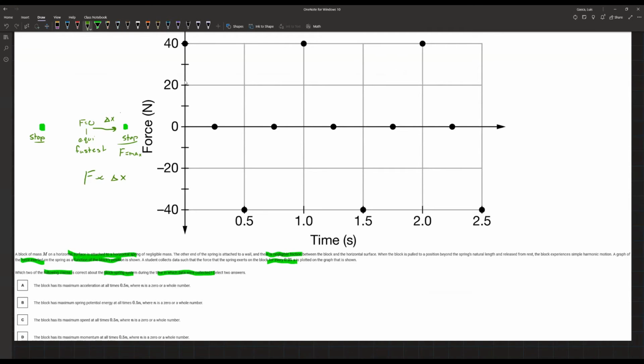So let's go ahead and see here. The block has maximum acceleration at 0.5n, where n is a whole number. Well, we have a large amount of force here, 0.1, okay. Here, and here. So A looks very good because the acceleration is really just the force divided by the mass. And if this is max, then this will be a maximum value. So answer choice A.